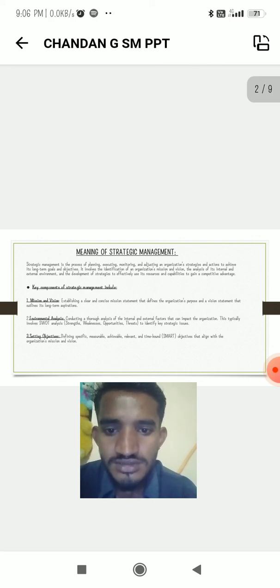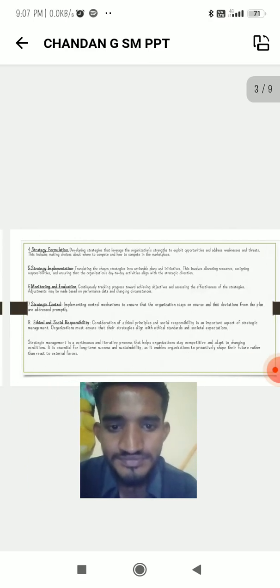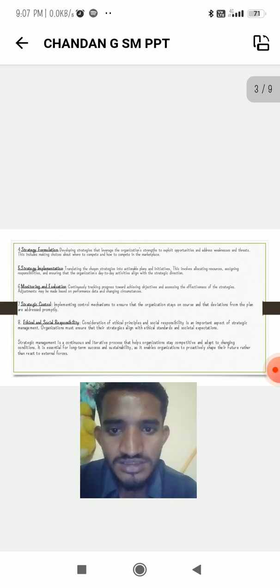Setting objectives, defining specific, measurable, achievable, relevant, and time-bound SMART objectives that align with the organization's mission and vision. Strategy formulation, developing strategies that leverage the organization's strengths to exploit opportunities and address weaknesses and threats. This includes making choices about where to compete and how to compete in the marketplace.